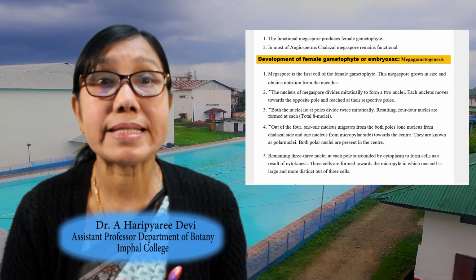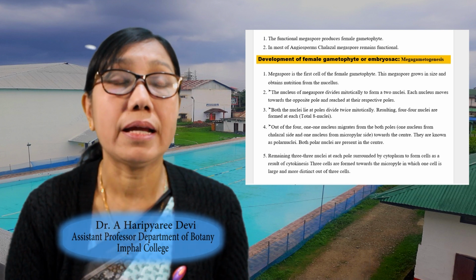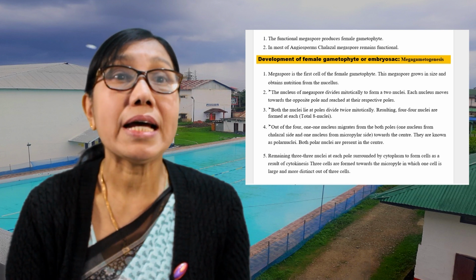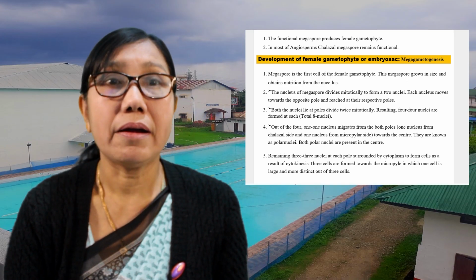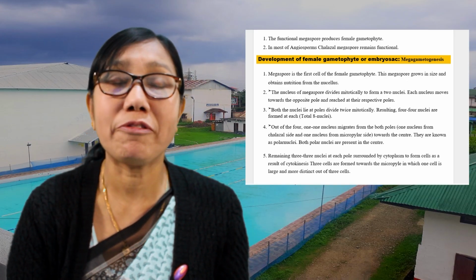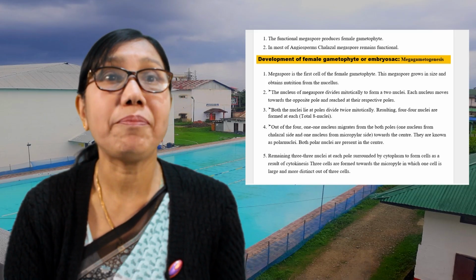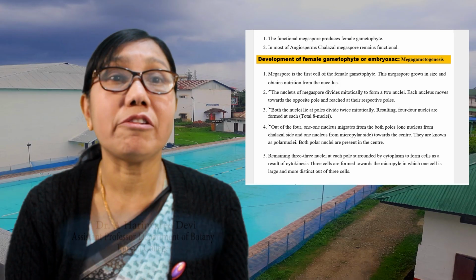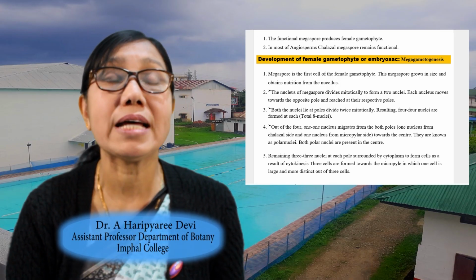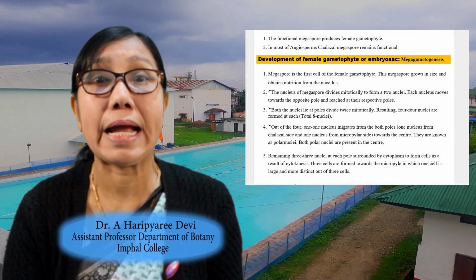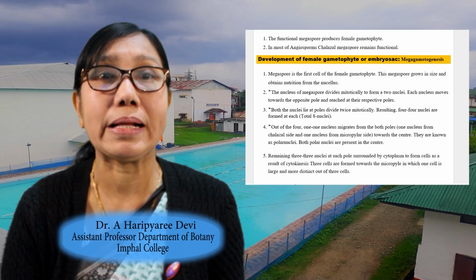what is the first cell for the formation of the embryo sac? It is the megaspore. Megaspores are formed from the megaspore mother cell. If the megaspores develop from the megaspore mother cell, it is called megasporogenesis. If the megaspore is the first cell and the embryo sac is formed from the megaspore, then it is known as megagametogenesis. Megaspore is the first cell of the female gametophyte.